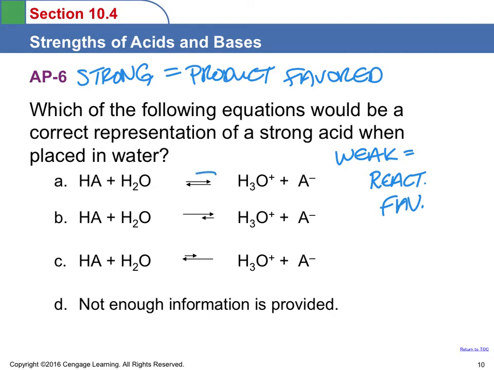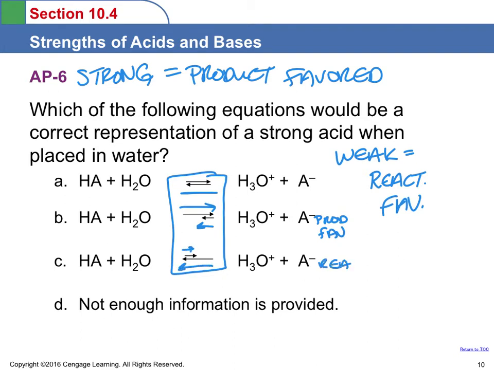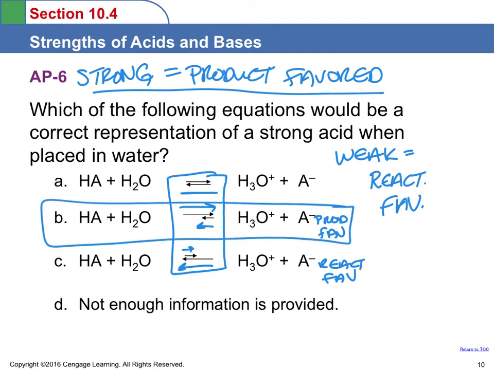So if I look at my equilibrium arrows here, as that's the only difference in these reactions, here they're equal, meaning product and reactant are the same. Here the forward arrow is bigger than the reverse arrow, so that's product favored. This last one, the reverse arrow is bigger than the forward arrow, so this is reactant favored. So if I just said strong is product favored because it wants to make all products, then B here is your best representation for a strong acid when placed in water.